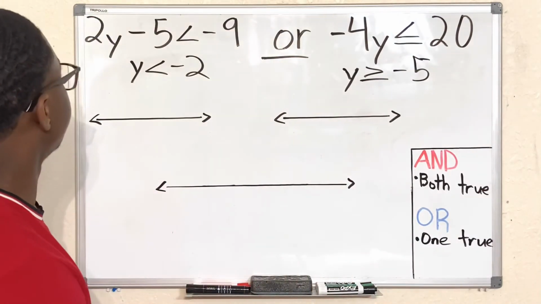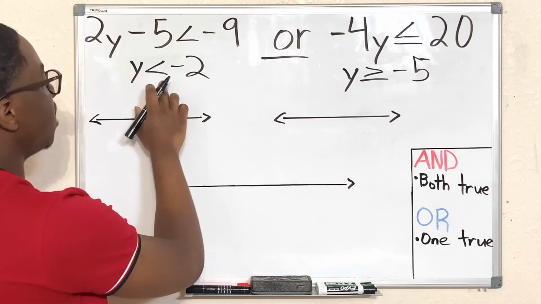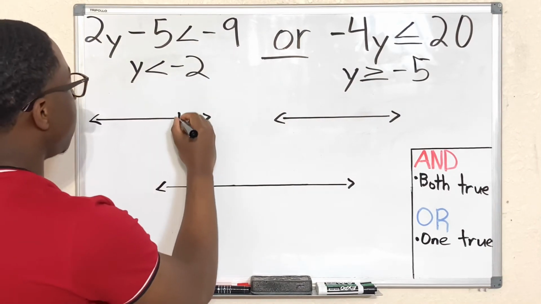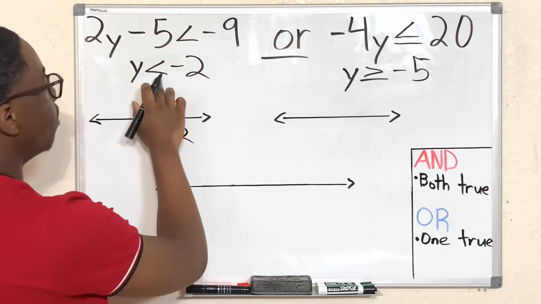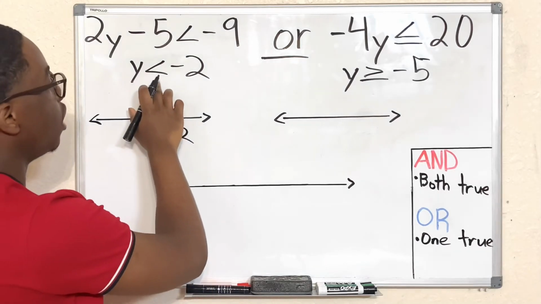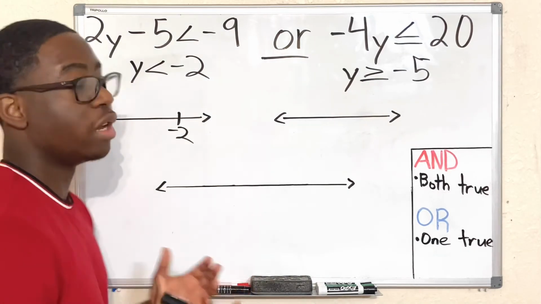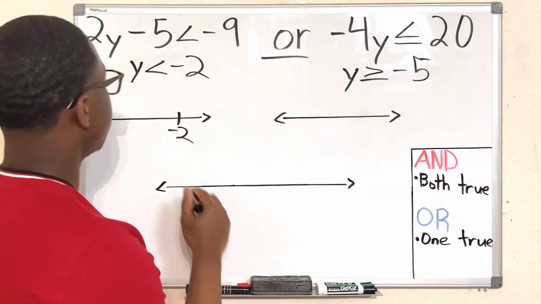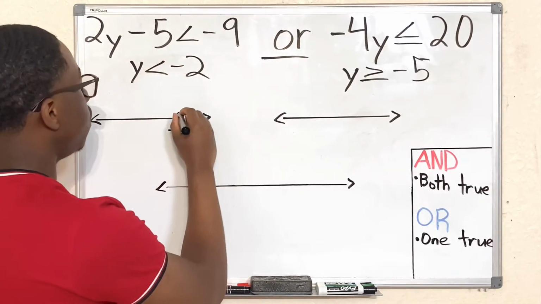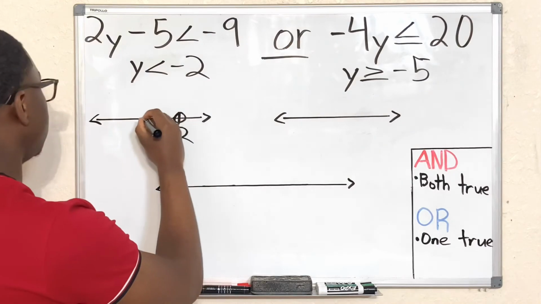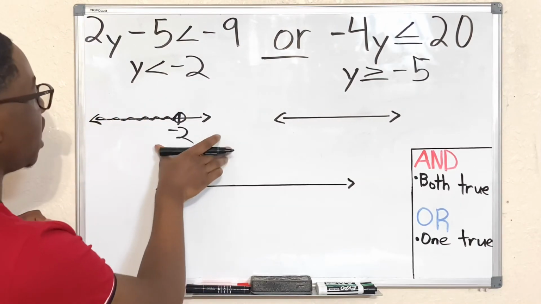Now we graph. So here we have our y is less than -2. So we graph -2 right here. Remember, our sign is a less than sign, not a less than or equal to sign. So therefore, we're going to leave our circle open and continue all the way down. So y is less than -2.